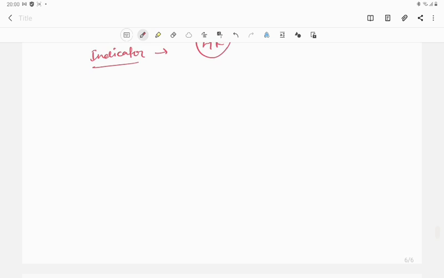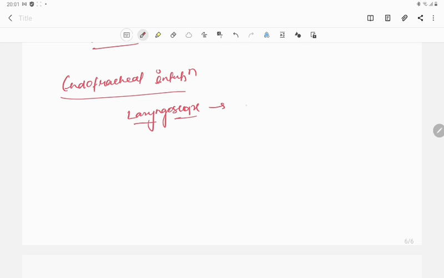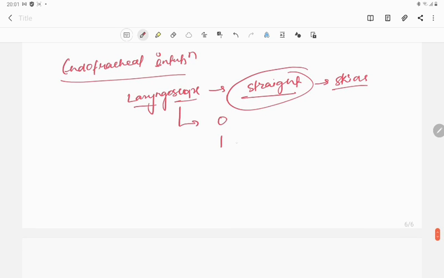Okay, what about endotracheal intubation? The laryngoscope that we use is a straight one, right? Not the bent one, because babies are straight, kids are very straight, right? Also, in the laryngoscope there are two sizes, 0 and 1: 0 for preterm and size 1 for term neonate.